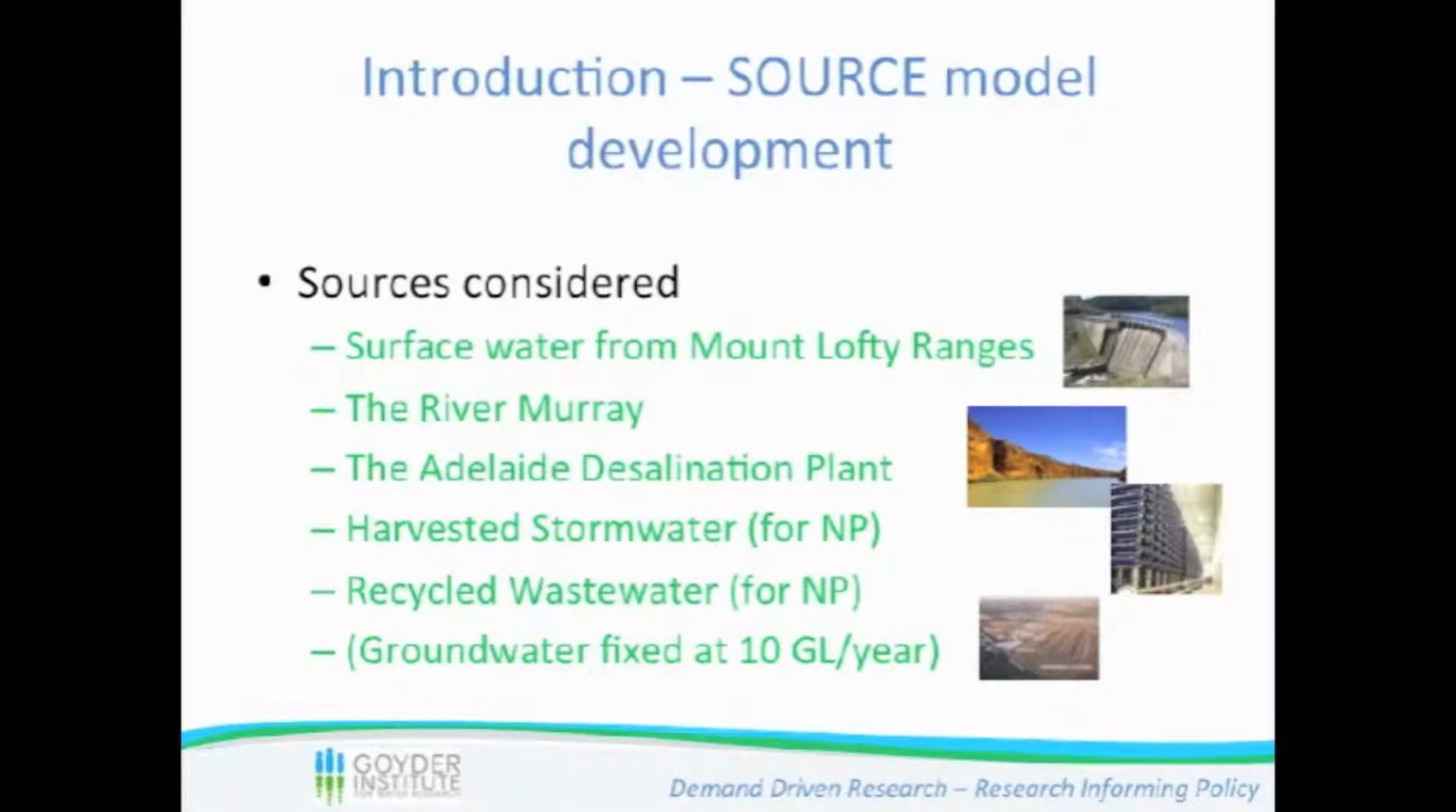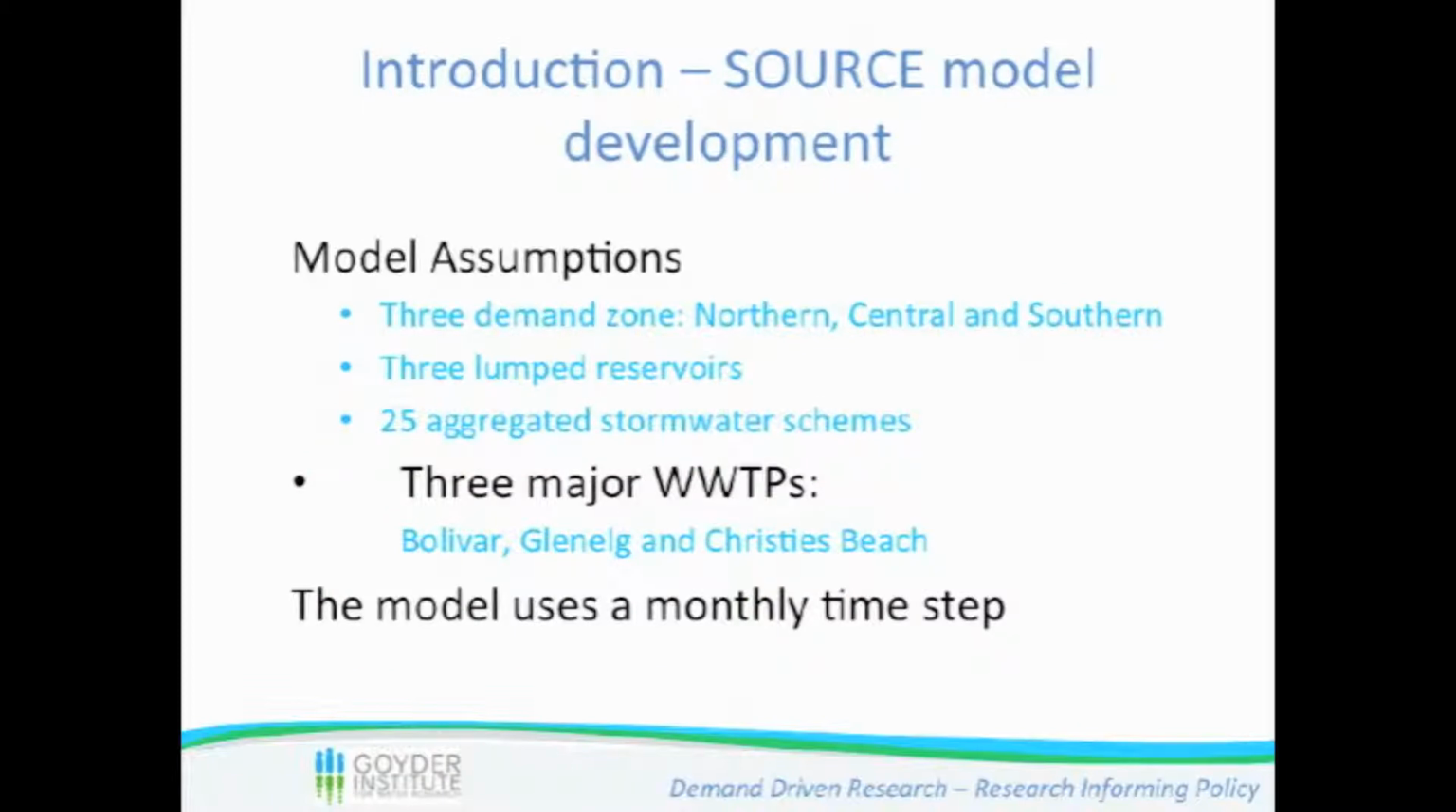So, as I mentioned, the sources considered were surface water from the Mount Lofty Ranges, water from the River Murray, the desalination plant, harvested stormwater and recycled wastewater. We didn't actually model groundwater because we knew that Ocky's study was ongoing and there would be something comprehensive coming out of that. So for this particular study, we assumed a particular constant amount of groundwater being available and being used within the system.